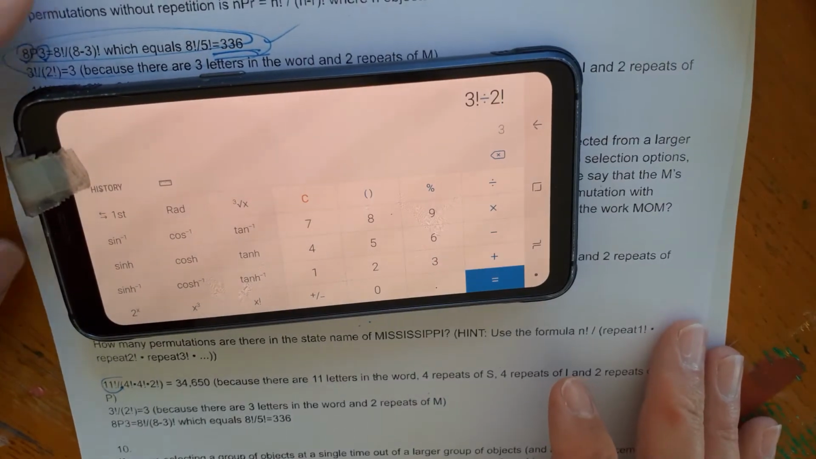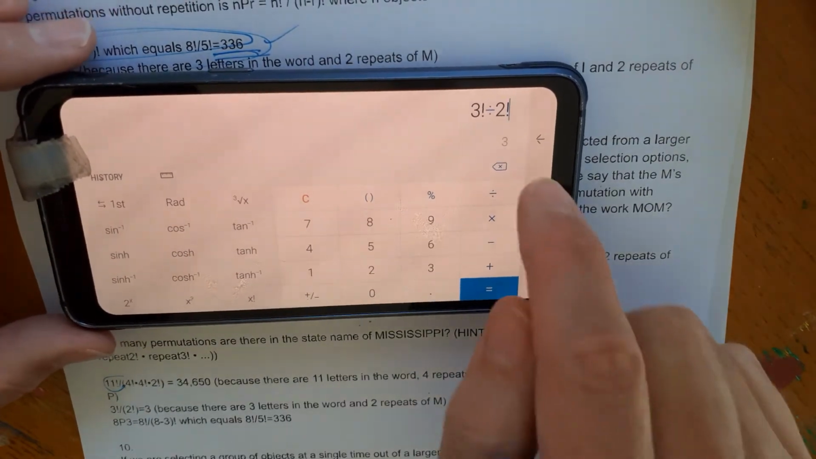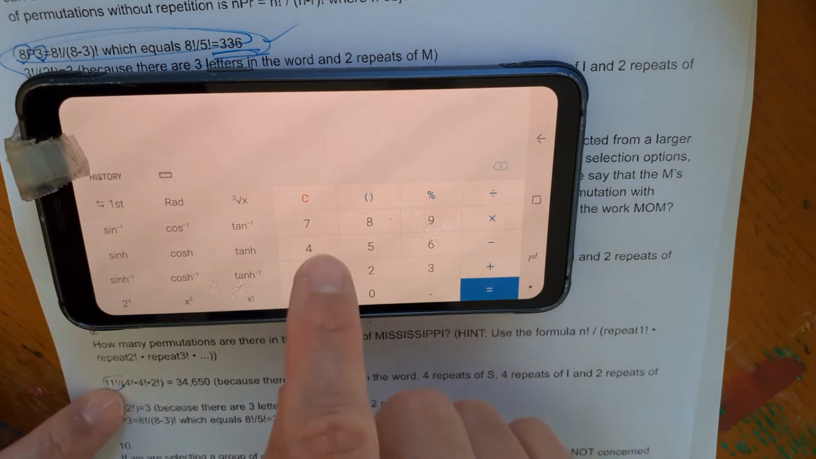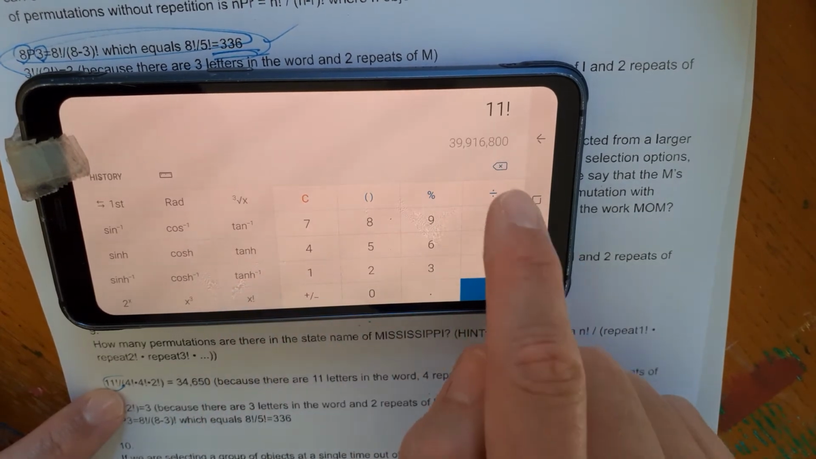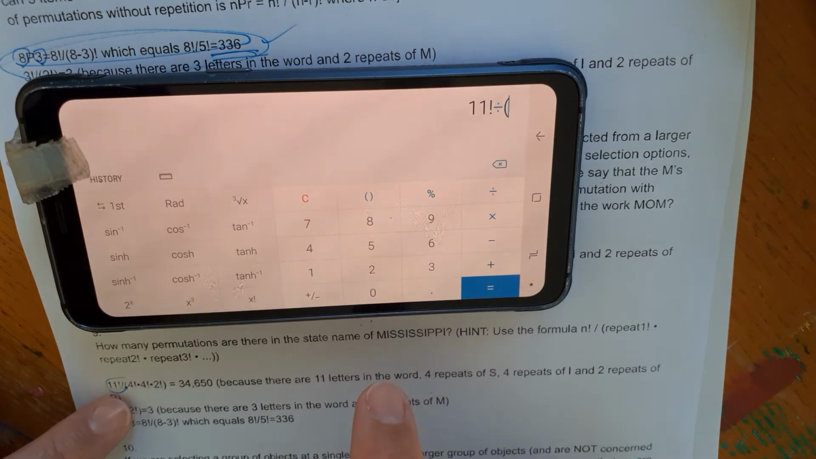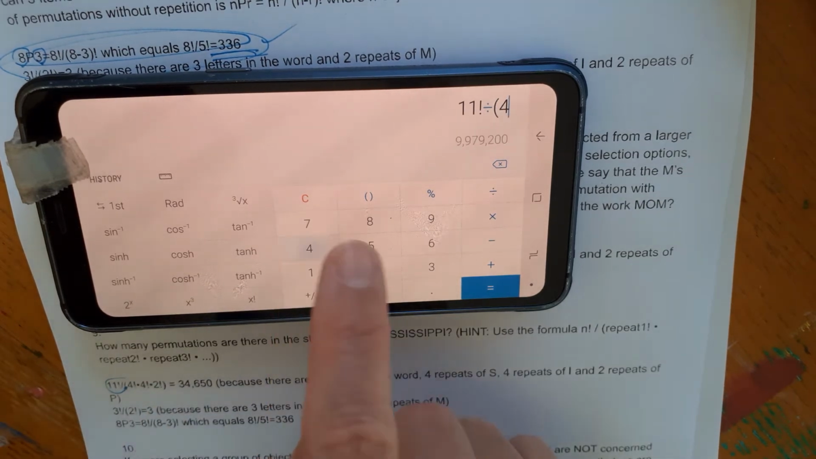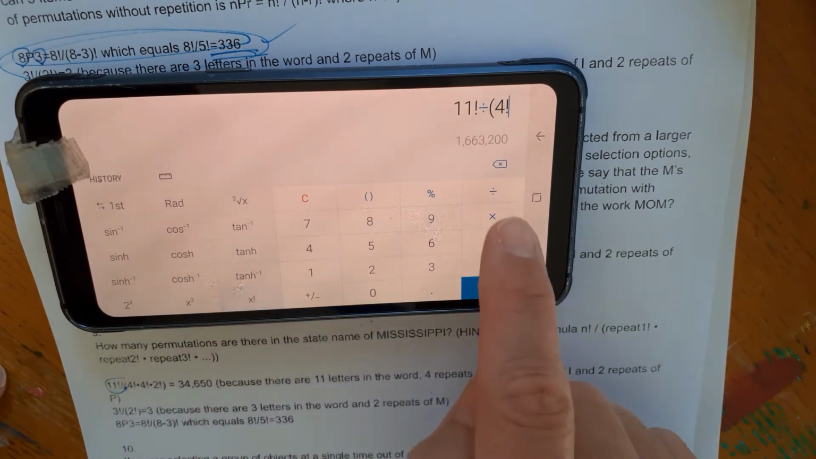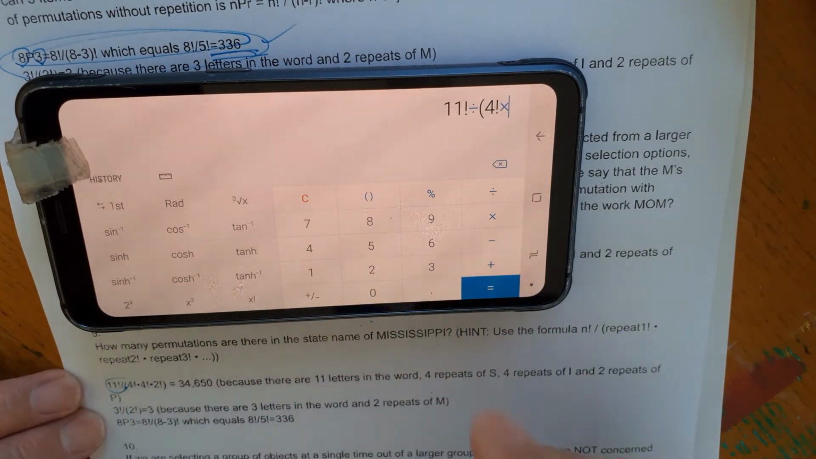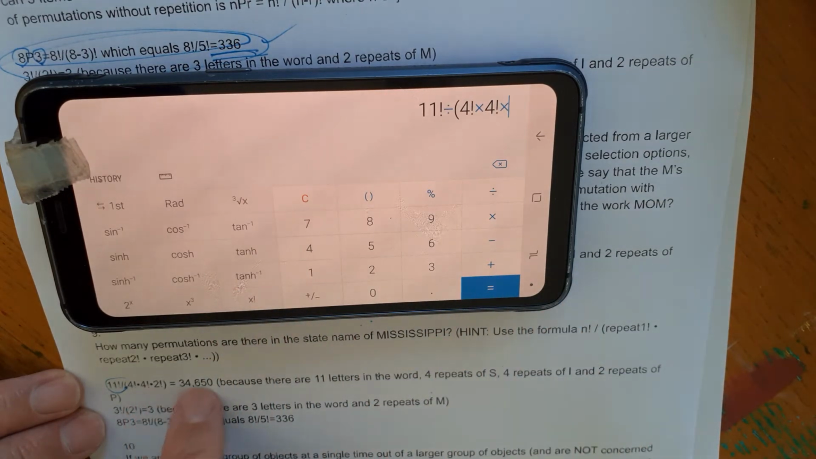So let's do this one. This will be more fun on our calculator. They're giving us an increasingly challenging set of problems. Let's start with 11 factorial divided by, I'm going to use parentheses because these occur on the bottom. It technically doesn't matter, but I like for my brain to see them separated. 4 factorial, there it is, times, because that's what this dot means, another 4 factorial for the 4 I's, times, for the 2 P's, here we go, 2 factorial.